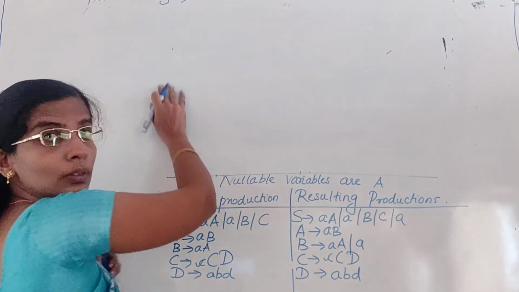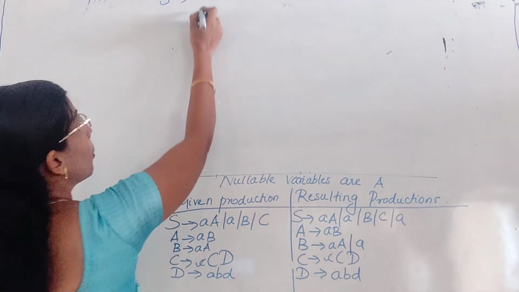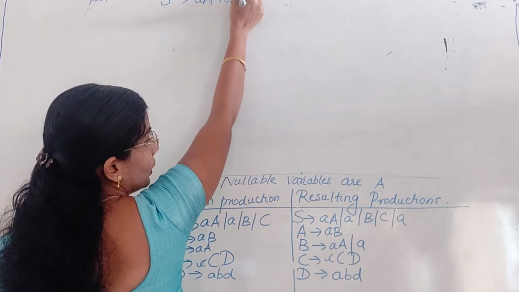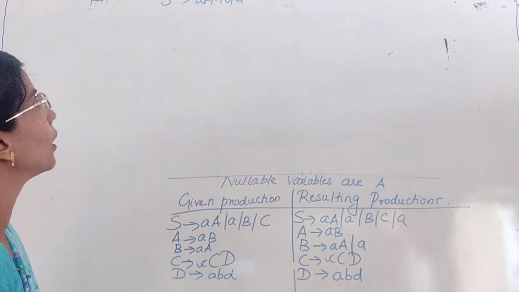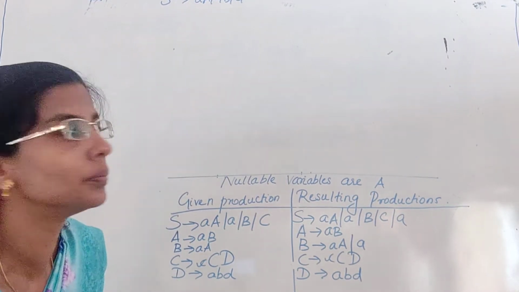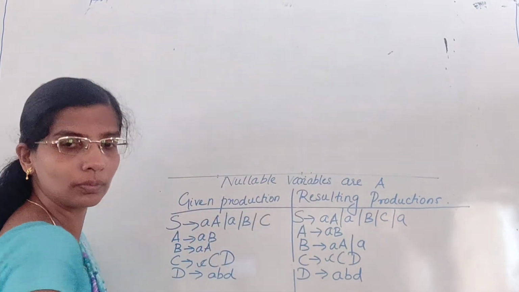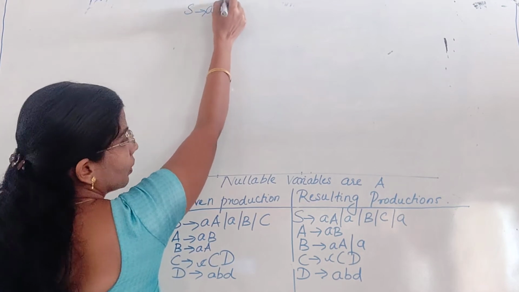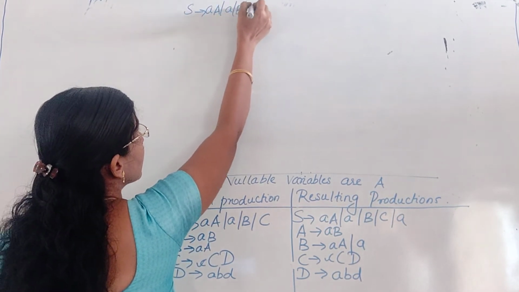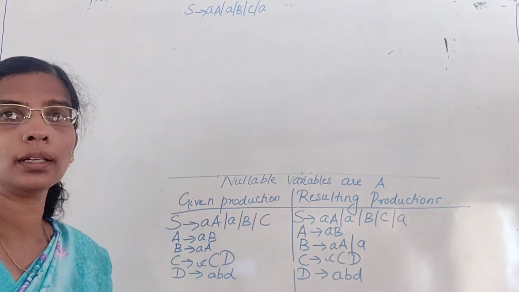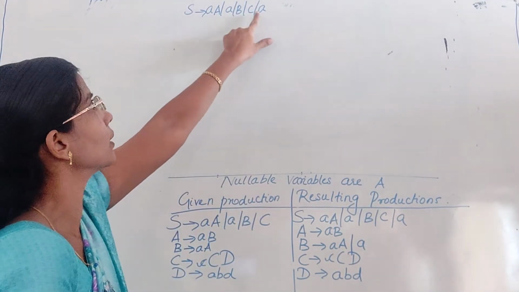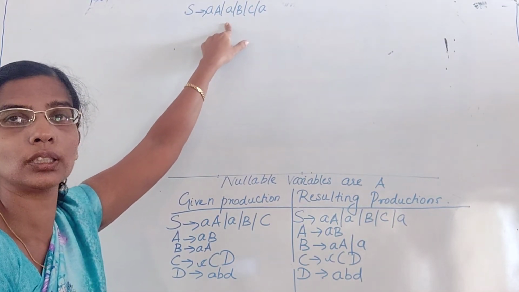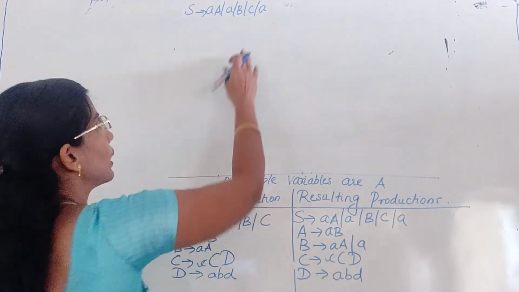S tends to A, B, C, A. S tends to A. And you can listen here. There are 2 times A. Right? So no need to write twice, you can write only once. So I will rub this.